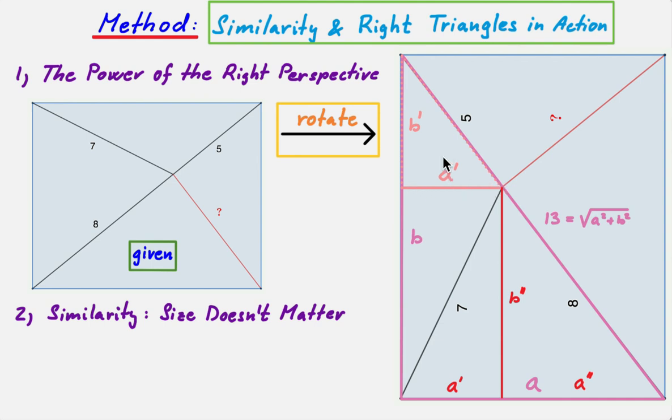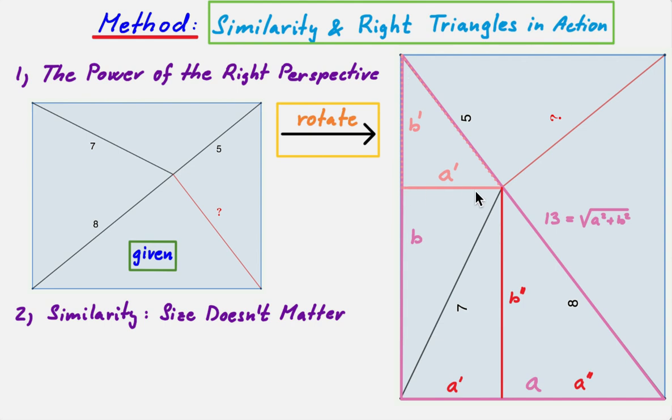I label it A prime, B prime. The reason is that A prime is related through a simple ratio to the big A. B prime is related to the big B. Now, big meaning size-wise. So you see B is the entire side of the big triangle, and B prime is the smaller one you see in pink.